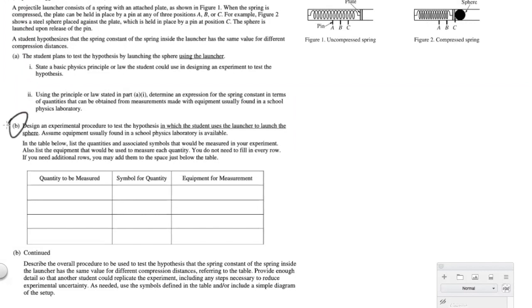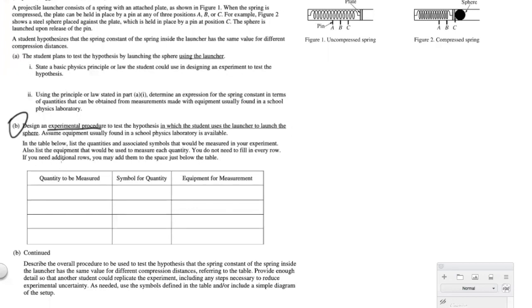Now, part B, oh my gosh, there's multiple ways that you could do this. So I'm going to start with option 1, which I think is the most straightforward, and then quickly I'll go over 2 other options that you would have gotten full credit for. So part B, they want us to design an experimental procedure to test the hypothesis in which the student uses the launcher to actually launch the sphere. And then we have basically all equipment available in a physics classroom.